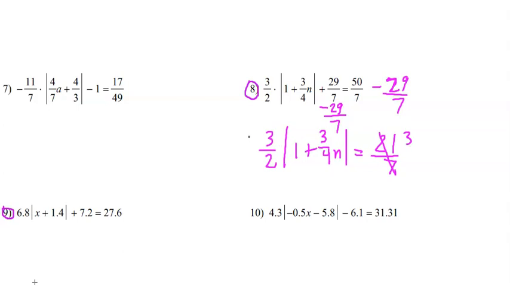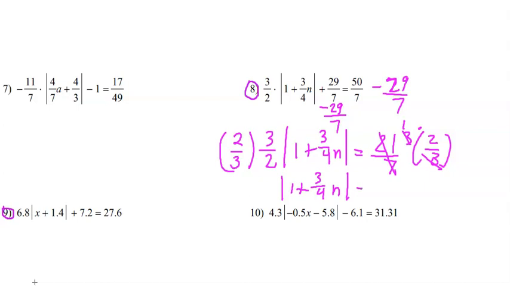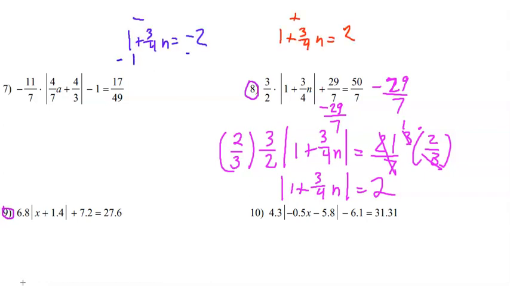To get rid of this fraction on the outside, we're going to flip the fraction and multiply each side by it. The 3 divided by 3 is 1. 1 times 2 is just 2. So our isolated absolute value would be 1 plus 3/4 n equals 2. Now we'll set up our two pieces, our negative piece and our positive piece. And then we'll solve for each. So let's subtract 1 from each side. 3/4 n equals negative 3.